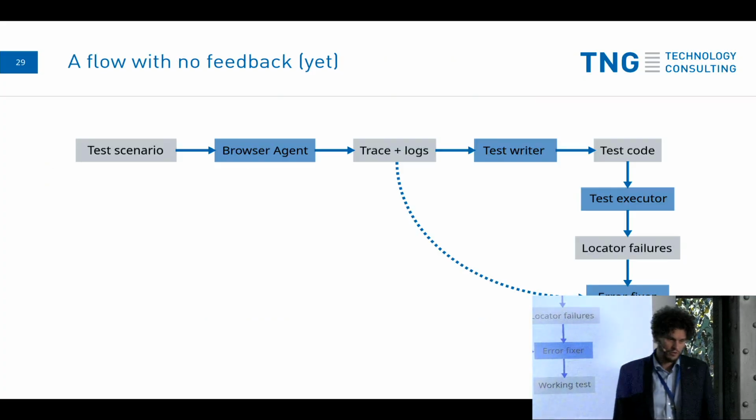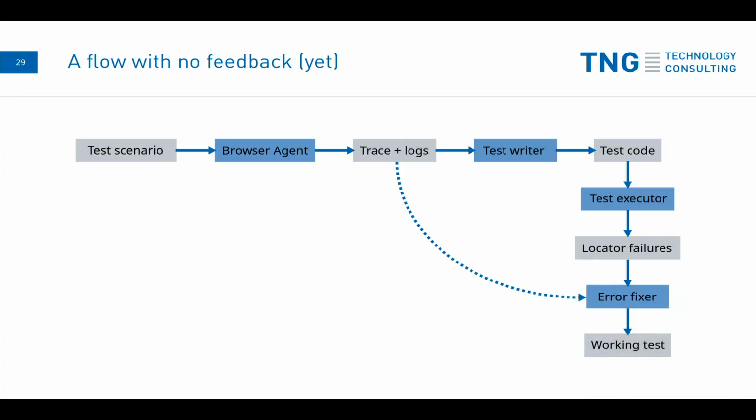So the flow overall ends up like this: we start with a test scenario, we feed it into this browser agent that clicks through it, that produces the trace and logs that we can use to feed the test writer, which spits out test code. And then we can try running it.